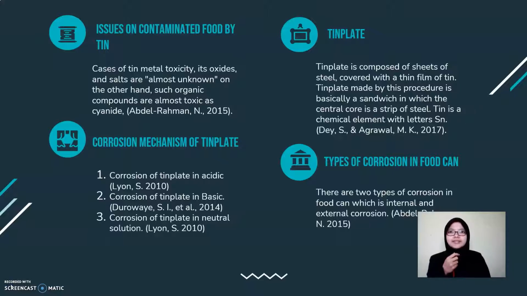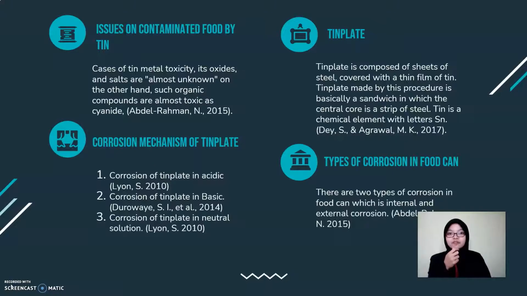Tin plate. Tin plate is composed of sheets of steel covered with a thin film of tin, with the tin coating applied either by dipping in molten metal or by electrolytic deposition. Almost all tin plating is now created by the latter procedure. Tin plate made by this procedure is basically a sandwich in which the central core is a strip of steel. Tin is a chemical element with the letters Sn.